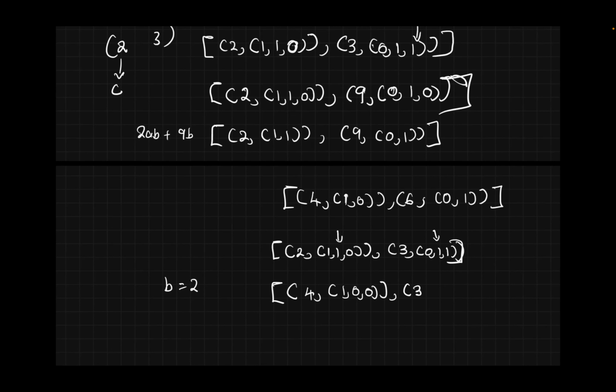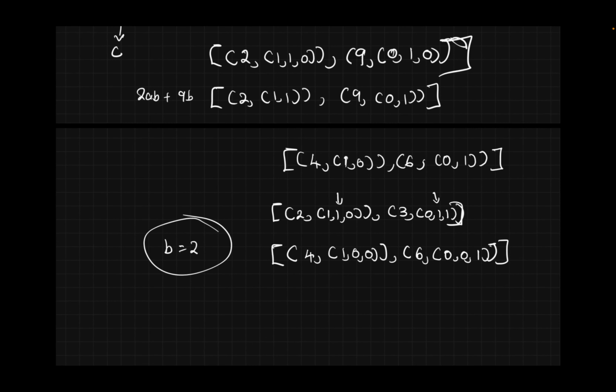Then, right? But then we want to now delete the b, right? Yes. No, see, we're evaluating at b now. Yes. So we want to delete b. So we're deleting this, and we're deleting this. So that will now be what? 4, 1, 0, and 6, 0, 1.